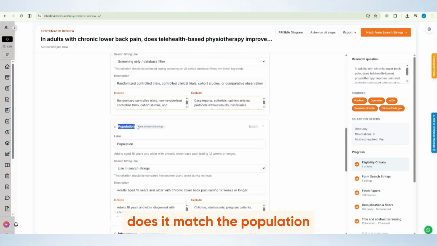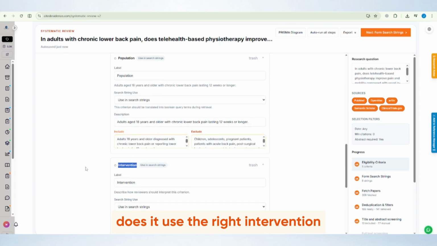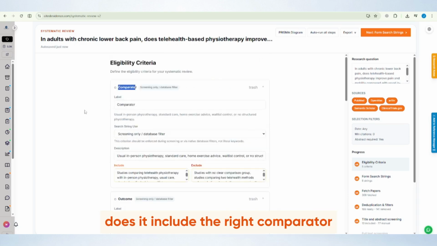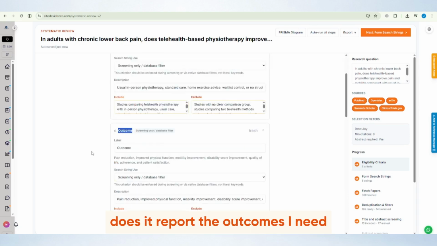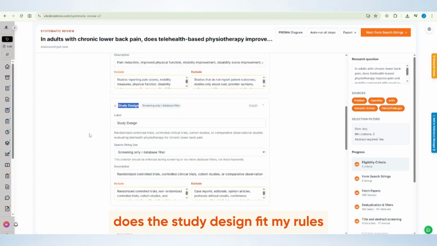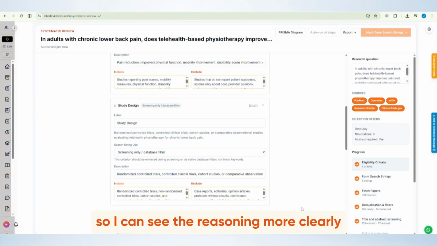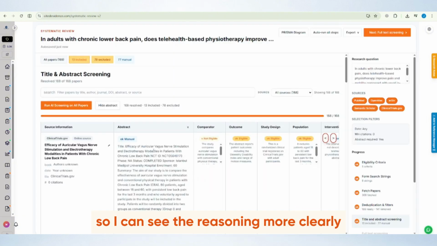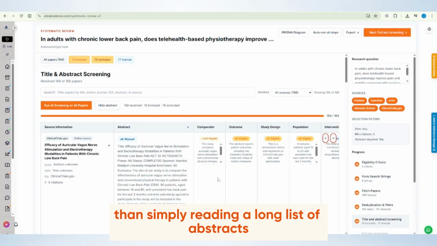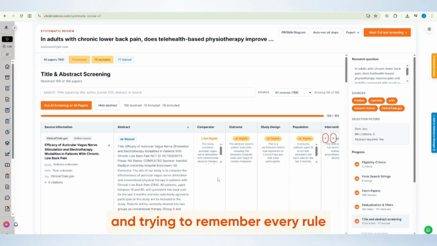Does it match the population? Does it use the right intervention? Does it include the right comparator? Does it report the outcomes I need? Does the study design fit my rules? Cited Evidence helps break those decisions into columns so I can see the reasoning more clearly. This makes screening more organized than simply reading a long list of abstracts and trying to remember every rule.